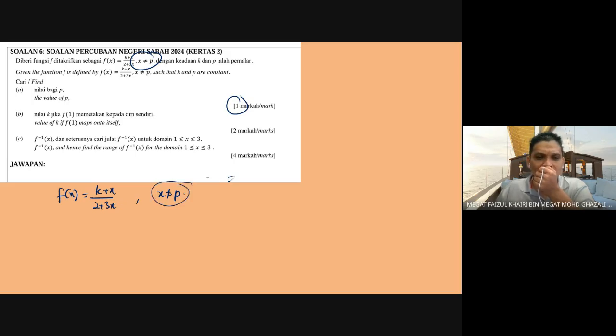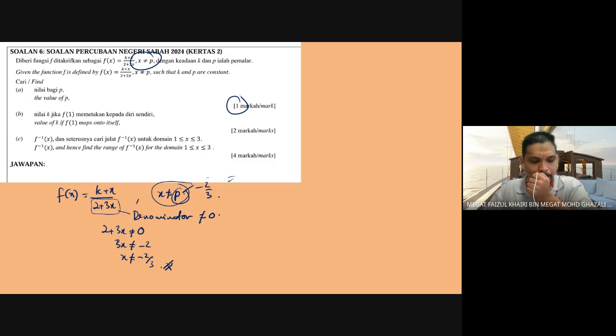So in this case, we straightly refer to the denominator, where the denominator cannot be equal to 0. So 2 plus 3x cannot be equal to 0, 3x cannot be equal to negative 2, and x cannot be equal to negative 2 over 3. So this p is negative 2 over 3. Okay, the question is quite clear.